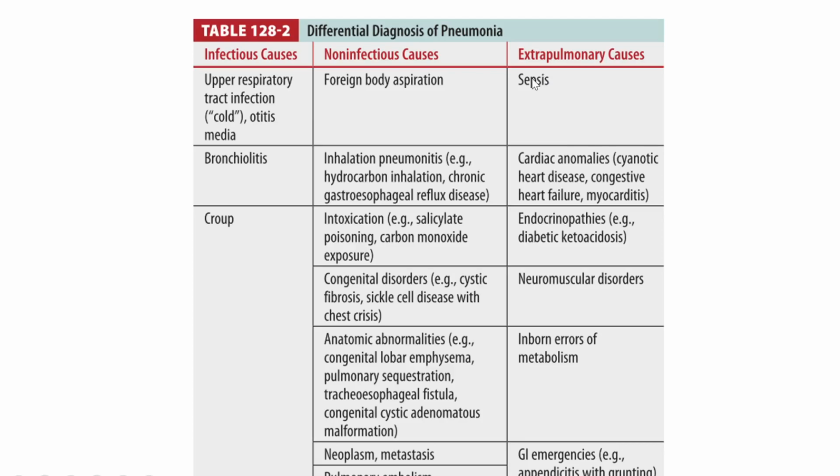You can remember it this way: sepsis is diffuse, involving the blood and other organs. Then the heart, then neuromuscular as another system, endocrinology as one system, and also GI. So head to toe you can cover in extrapulmonary causes. And non-infectious causes like inhalation, intoxication, congenital anatomic abnormalities, neoplasm, and pulmonary embolism can be the other causes of the features seen in LRTI pneumonia patients. Thank you very much.